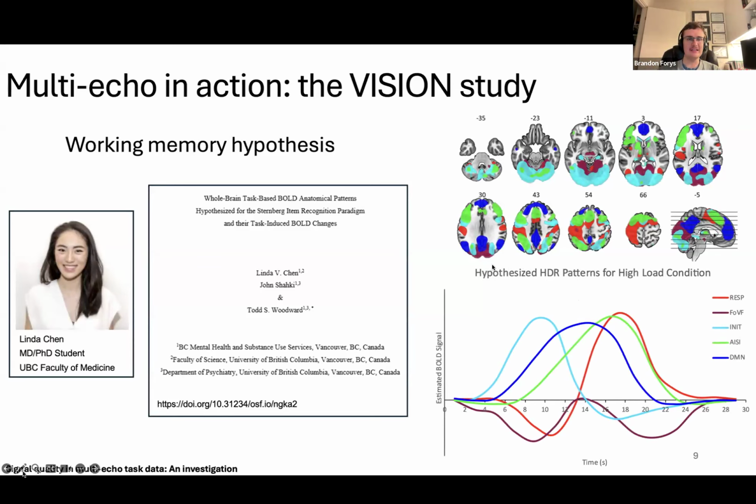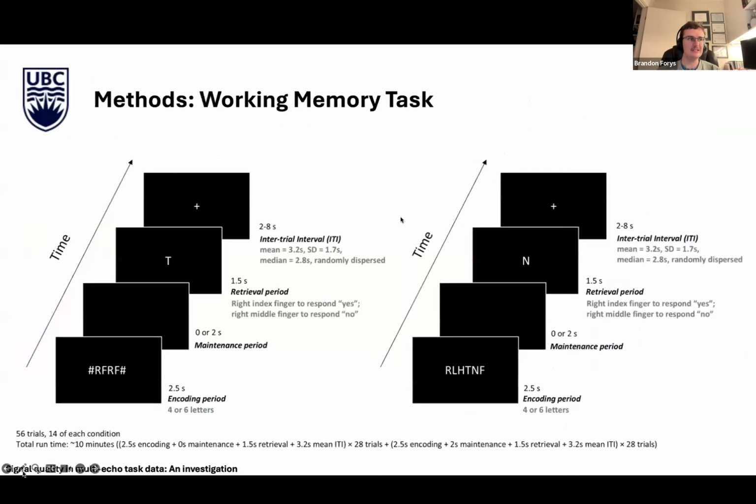And so the idea is that we have these predictable bold activations, predictable hemodynamic responses coming at different times after a stimulus during the task, that we can see if we can recover at each echo during a multi-echo task. So that's how the task looked.